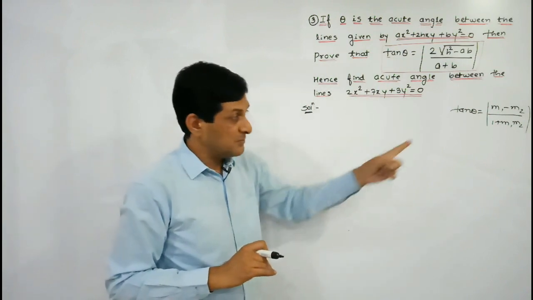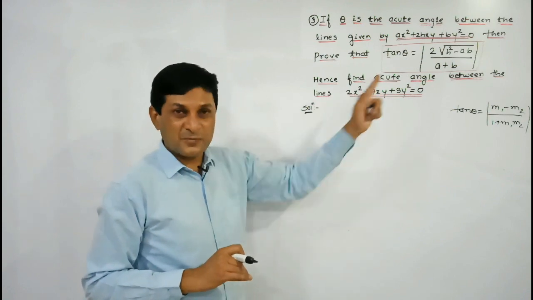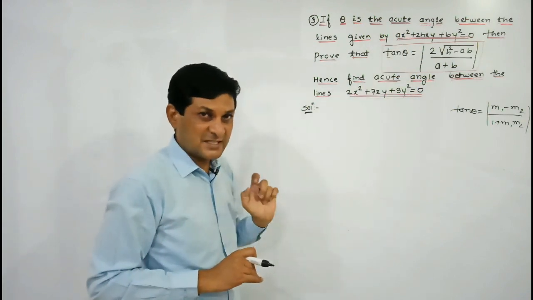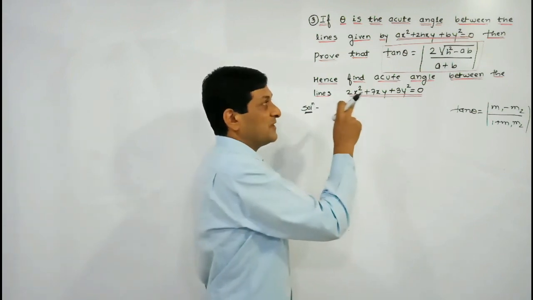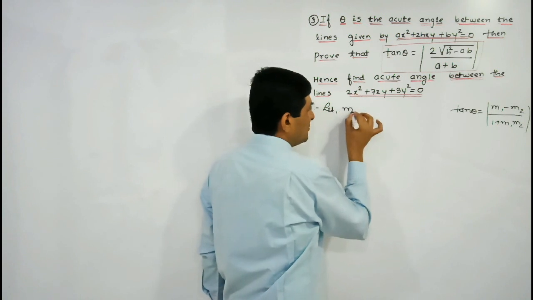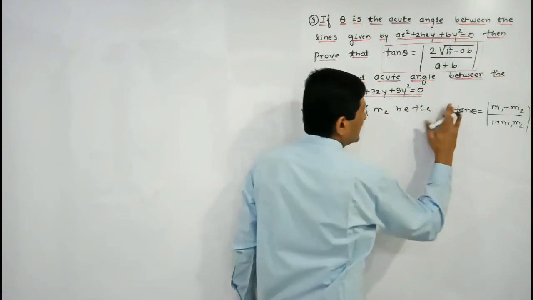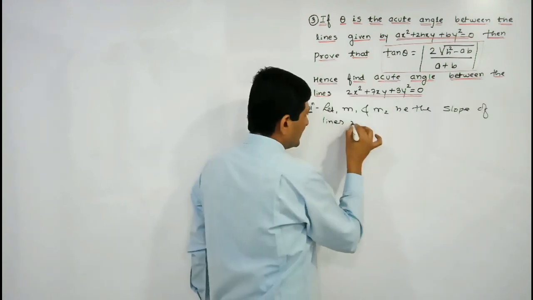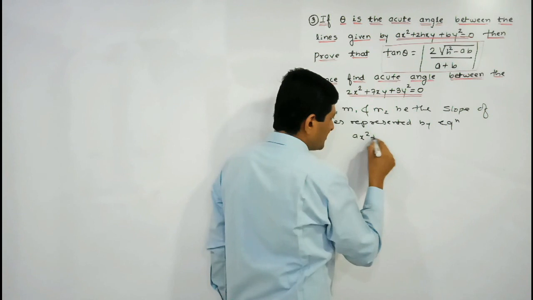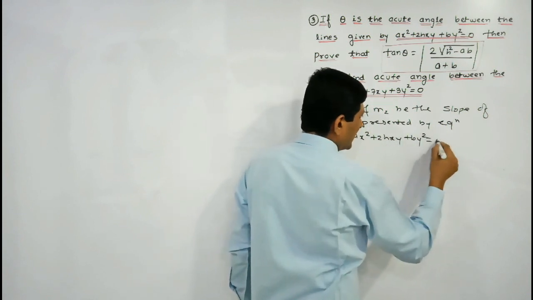and m2, because using this formula we are going to prove this theorem, or this formula specially for homogeneous equation, isn't it? And to apply this formula we will require m1 and m2, which are nothing but slopes of the lines. So let m1 and m2 be the slopes of the lines represented by the equation ax square plus 2hxy plus by square is equal to 0.